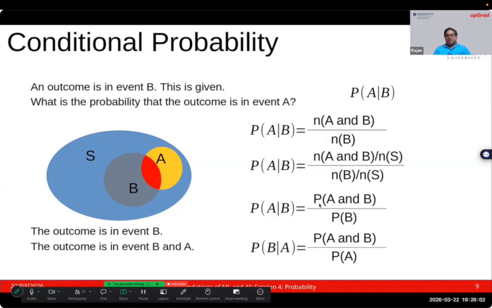It's straightforward. If you look at this picture and look at this particular equation, the first one, it should be obvious now. However, if we flip the question, given that the event is in A, what is the probability it will be in B? It is again the intersection divided by the area of A. That is probability of A and B divided by probability of A.